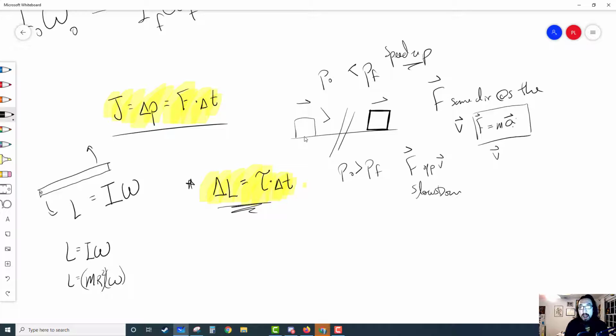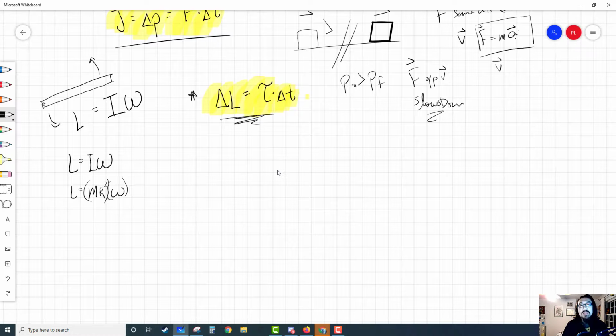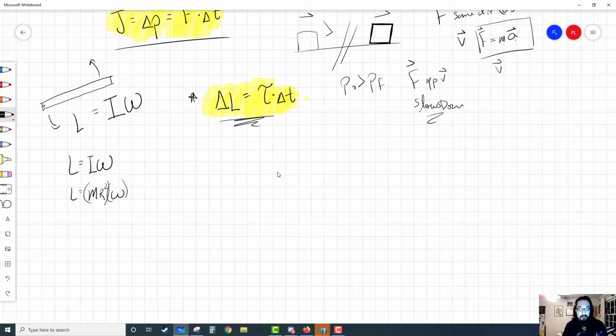Now, I want to focus on this because of how we can look at rotating objects. So I'm going to go over two ideas here. I'm going to go over the conceptual idea first because that really helps solidify all of this, and it makes the most sense. But I'm also going to show you a new technique.